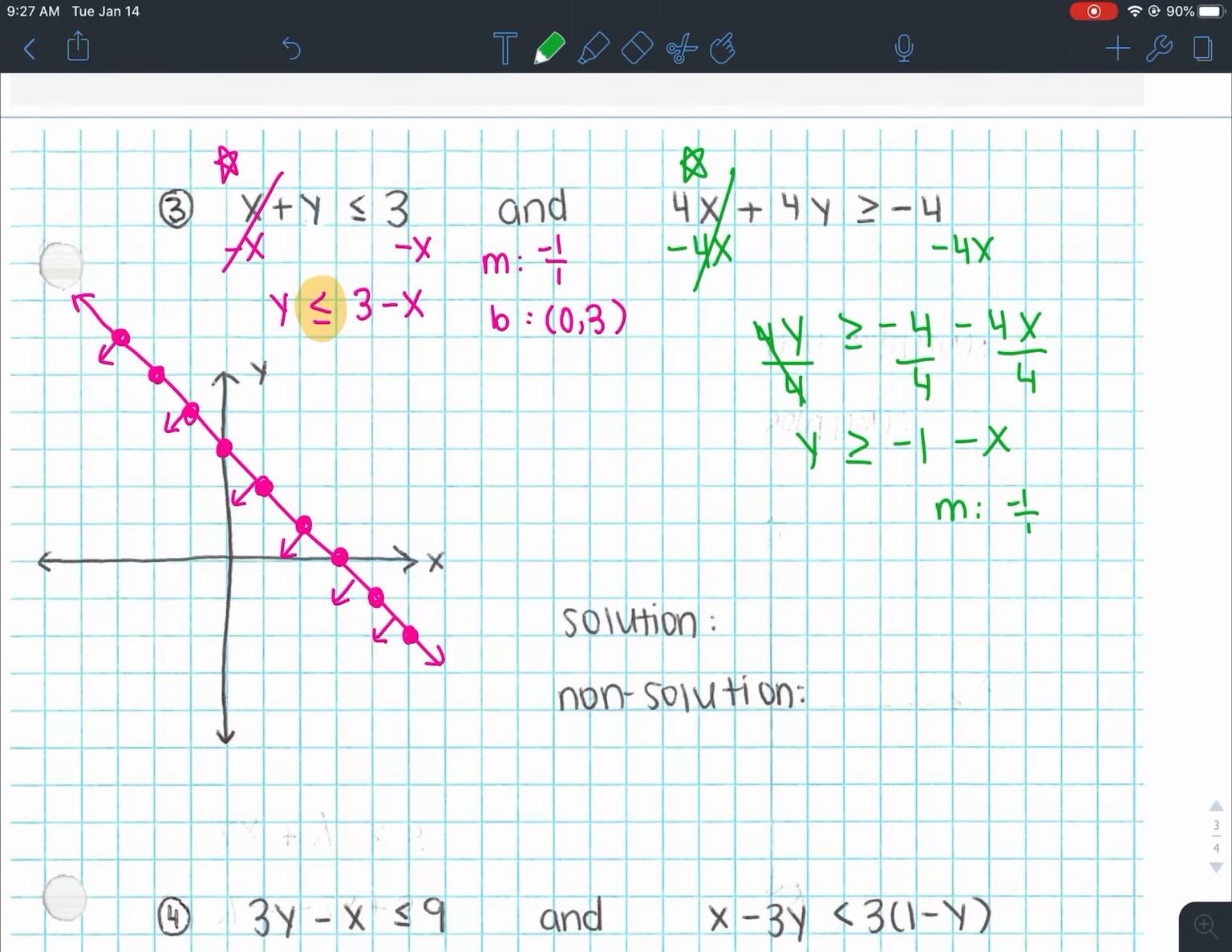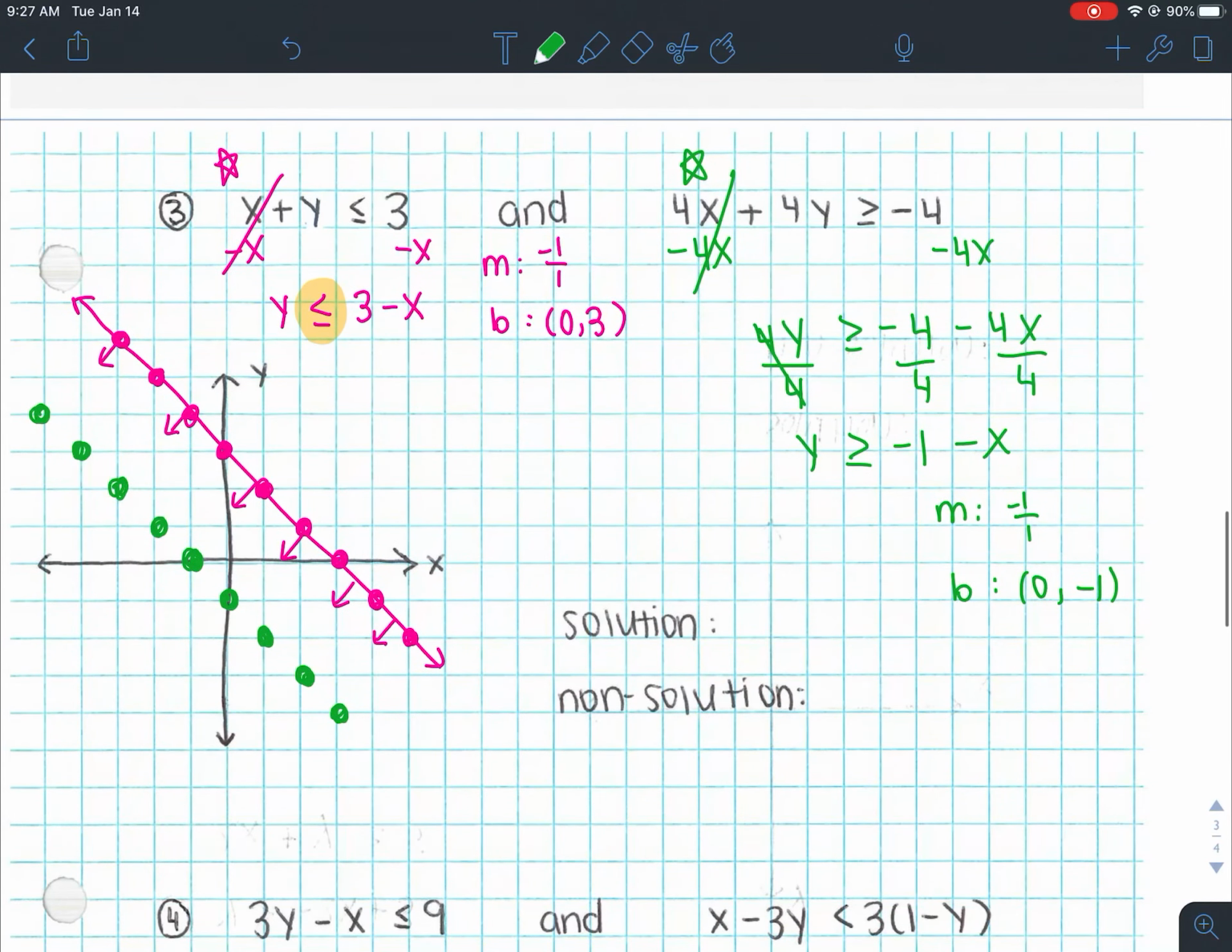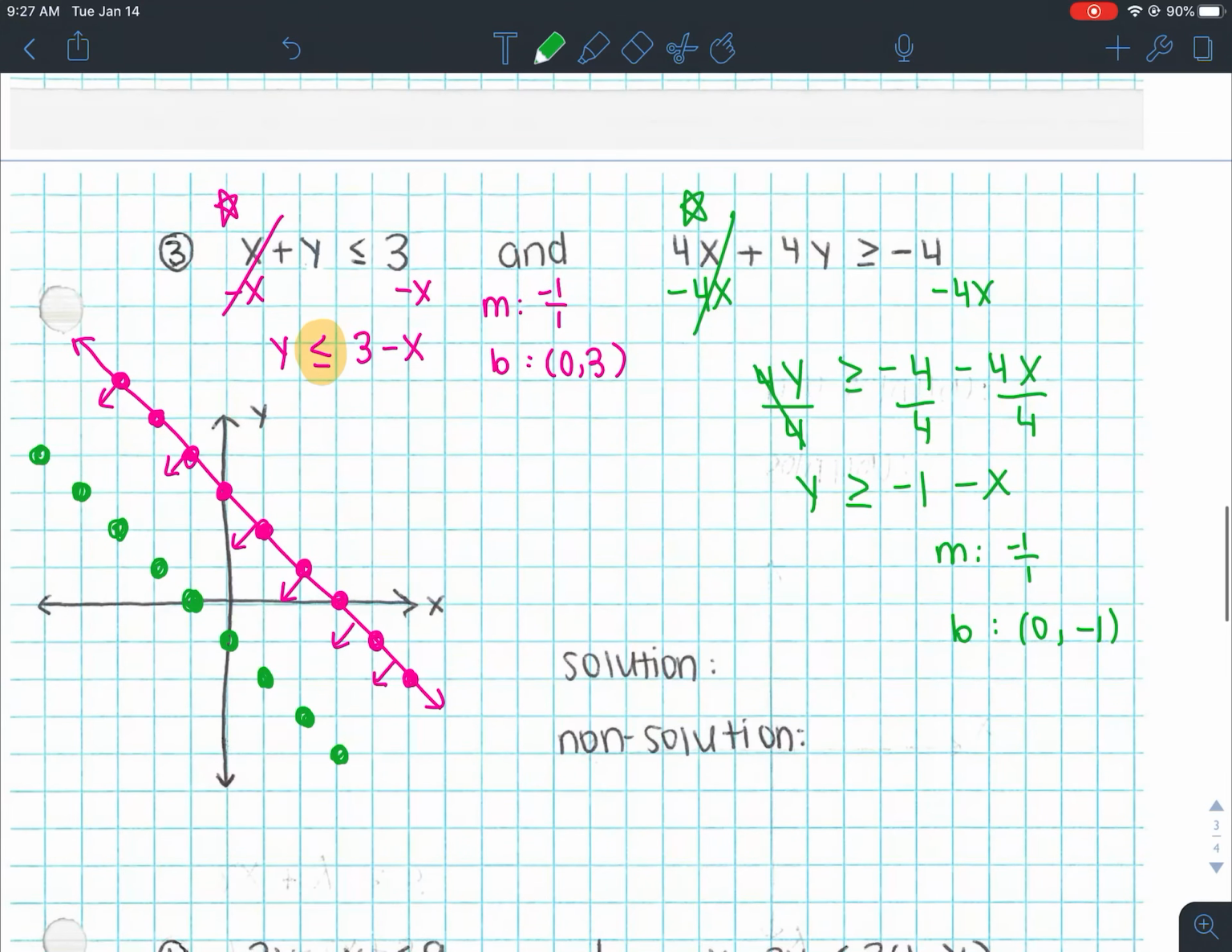Our slope here is negative 1 over 1, and our y-intercept here is 0, negative 1. So we're going to start and put the point negative 1 on the y-axis, and then we're going to go down 1, to the right 1. So it looks like our lines have the same slope. So our lines are parallel. But again, that doesn't mean no solution because we were talking about inequalities, so we're shading here. We're looking at the shaded region. So just because they are parallel does not mean it's no solution.